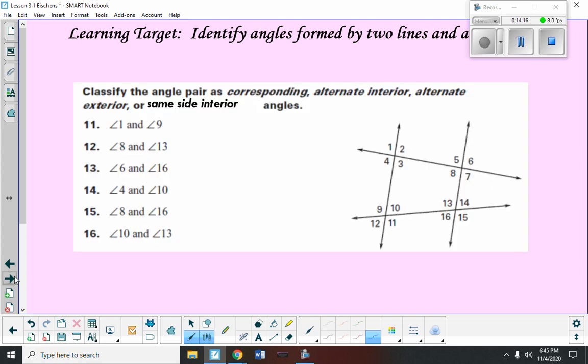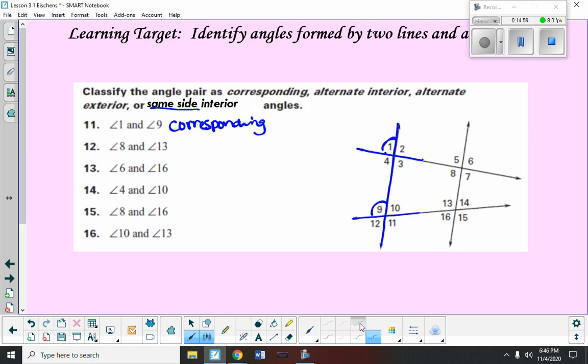Okay, almost done. Classify the angle pair as corresponding, alternate interior, alternate exterior, or same side interior angles. Remember, that's consecutive interior. So angle 1 and angle 9, this one and this one. So sometimes what I do is there's an extra line here. It can get kind of confusing. So I highlight the lines that form the angles. All right, so then these are the two lines. This is the transversal. Both of these are to the left of the transversal, and they're above their line, so they're in corresponding positions.